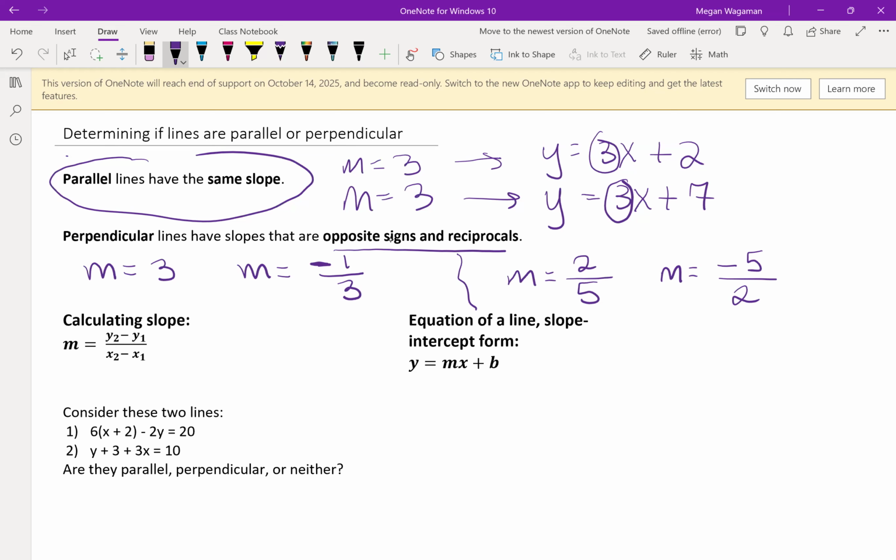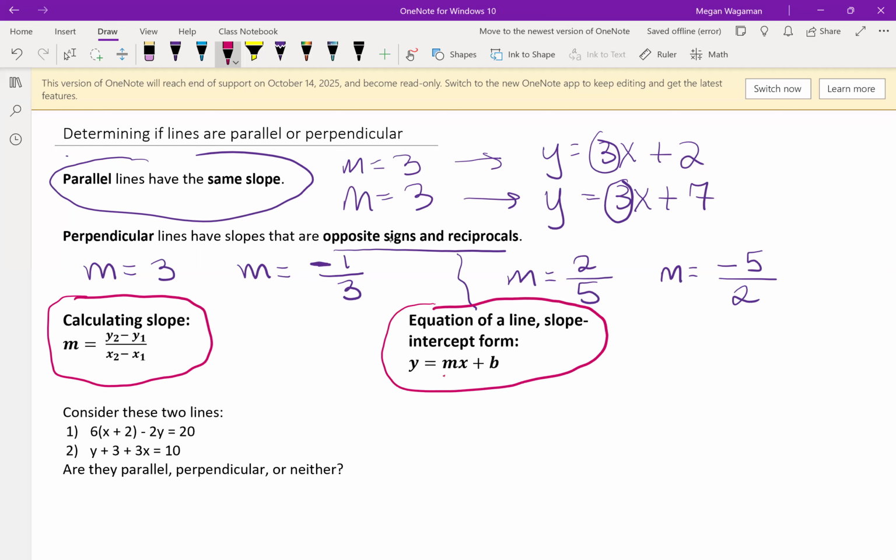To determine what the slope is, usually it's going to be one of these two ways. Either you know two points on the lines, so you can calculate the slope using this formula and compare, or you can get the line into slope-intercept form, y equals mx plus b, where m is telling us the slope, and then you can tell that way. So this is the one we're going to focus on here. In this video, I'm just going to show an example doing this.